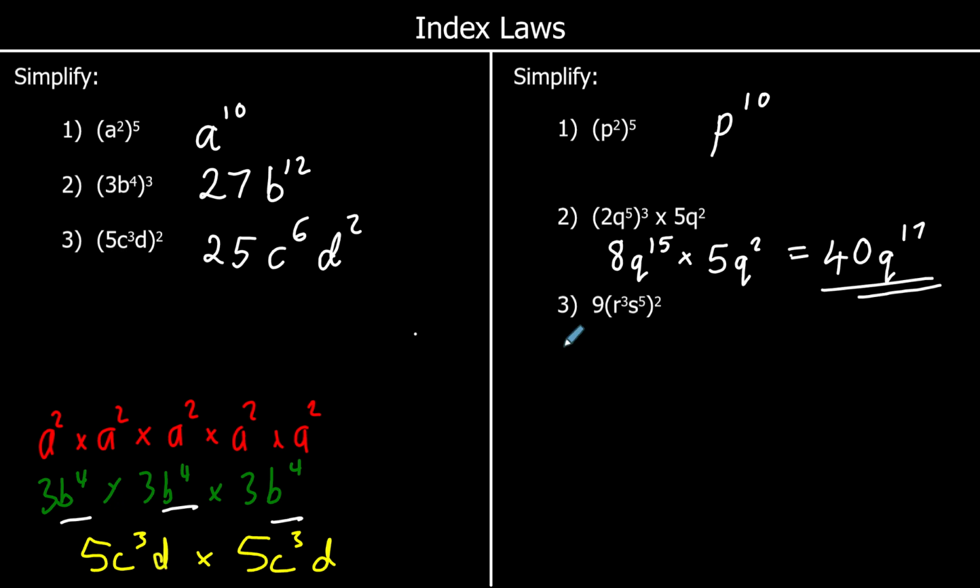And for question 3, we've got 9 times r cubed s to the power of 5, squared. So it's still going to be 9 on the front. The 9 isn't squared. And we've got r cubed squared, which is r to the power of 6, and s to the power of 5 squared, which is s to the power of 10.